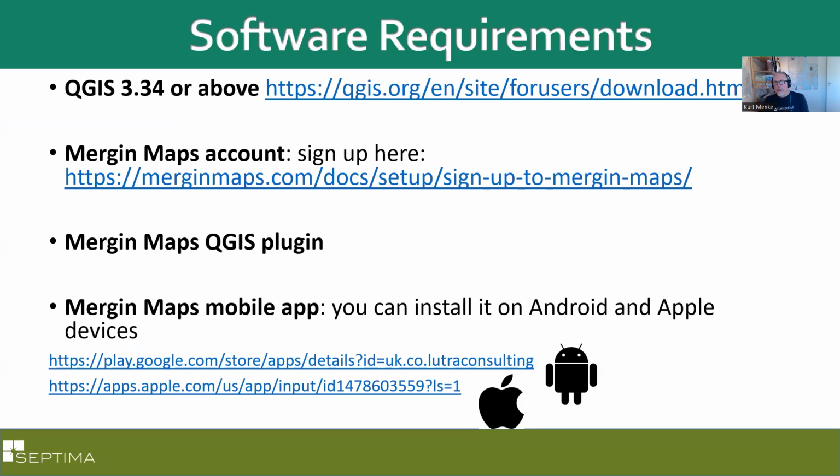So I'm going to be using QGIS 3.3.4, which is the current long-term release. And you'll need a Mergin Maps account, so you can sign up from this link. You need to install the Mergin Maps QGIS plugin, and then the Mergin Maps mobile app.